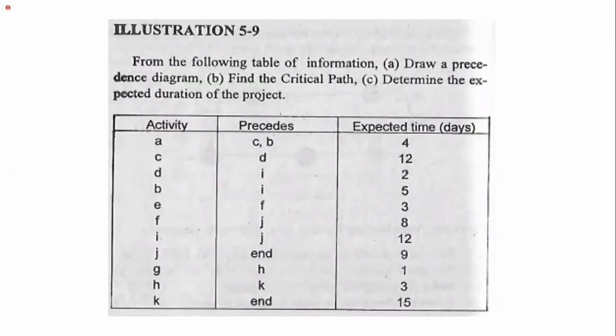So, here's the example. From the following table of information, draw a precedence diagram, find the critical path, and determine the expected duration of a project. So we have a series of activities, A, C, D, B, E, F, I, J, G, H, K. And there is the precedence: A precedes C and B. And there are the expected times, 4, 4, 12, 2, etc.